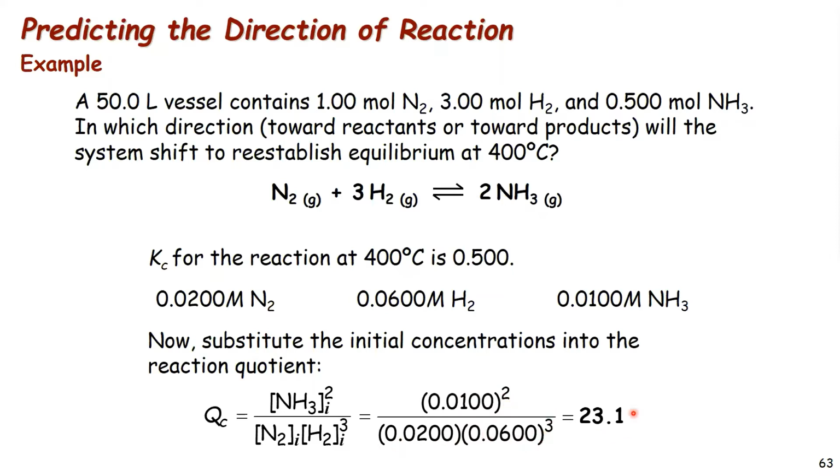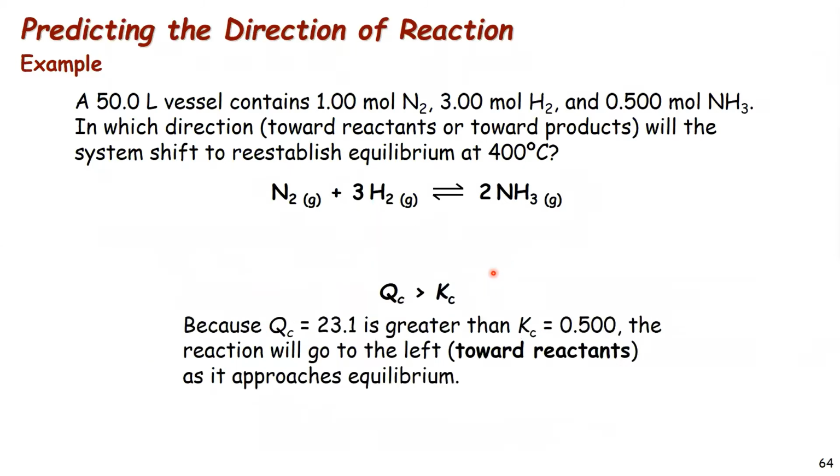And at equilibrium, Q must equal K. But Q is too big. We have too many products. Oh, okay. So it's going to go back to reactants, right? So Q is greater than K, so we're going to go back towards reactants. Any questions with that?